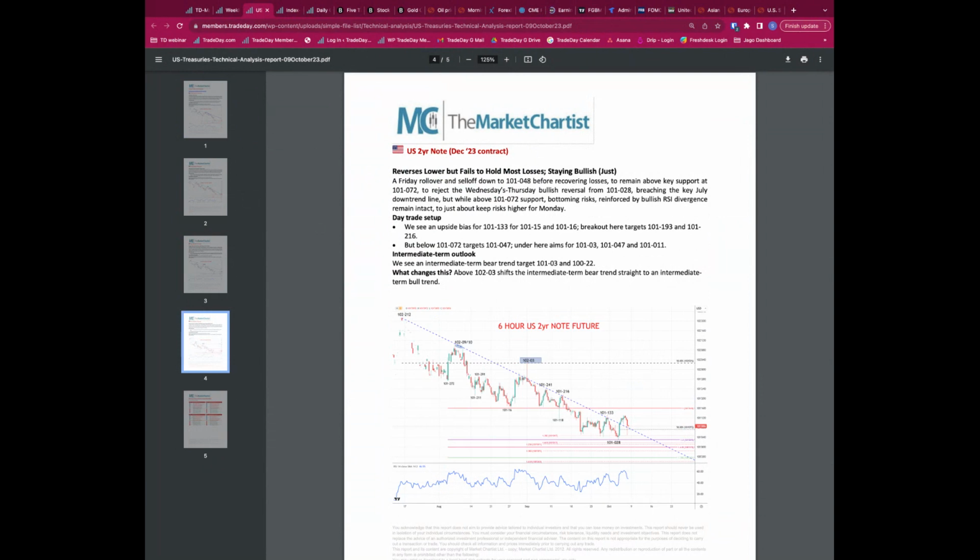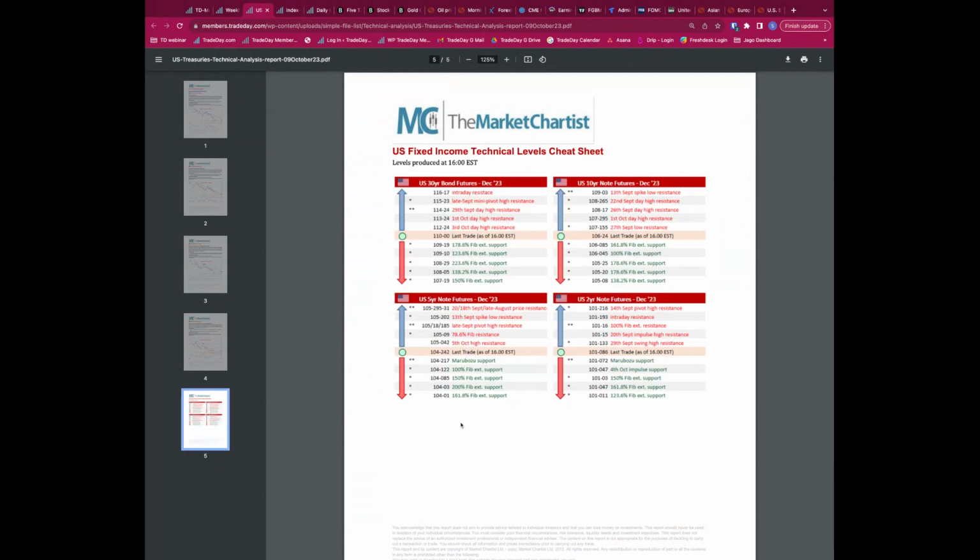So we have 2s, 5s, 10s, and 30s. It gives you the support and resistance levels, okay? And you've got them nicely packaged up in this little table. It might be useful just to have this up on your screen to see where these levels are, because when these levels are breaking, remember there's a positive correlation. Lower futures prices on the bond markets equals lower stock indices, and vice versa.